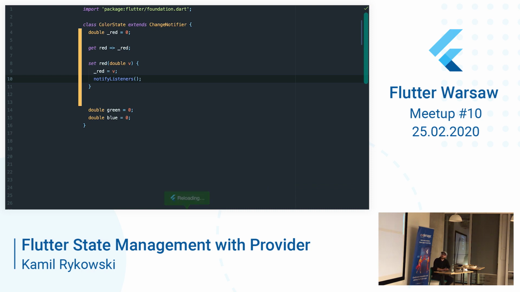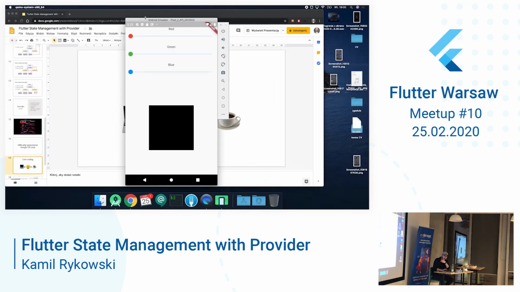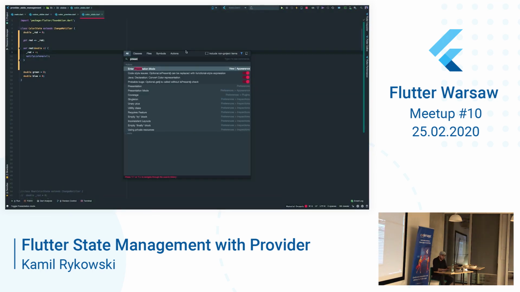So each time you are changing the data in your class which derives from the change notifier, you need to call this function notify listeners. It will trigger the rebuilds in all the consumers which are associated with this particular state. And this time for real, I'm going to recompile the application and it would work. Without hot reloading, without recompiling, I could make a lighter. So I could change from black to red.